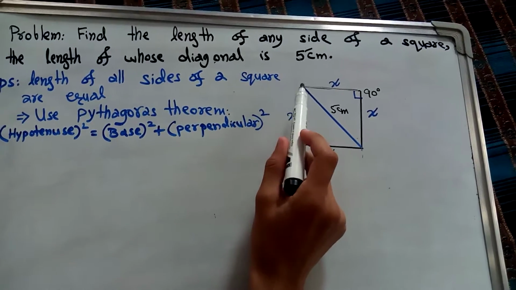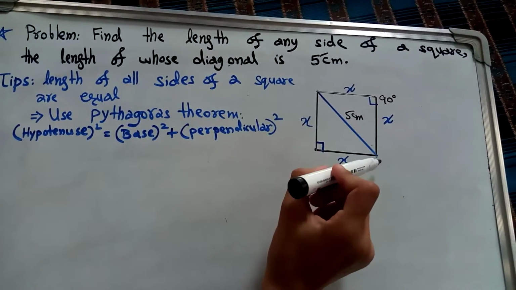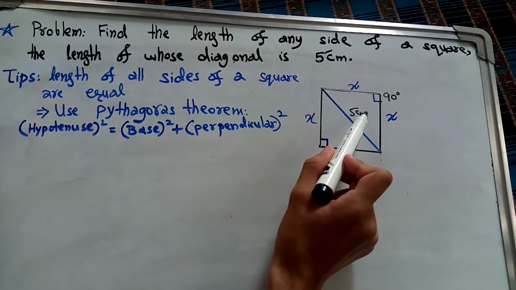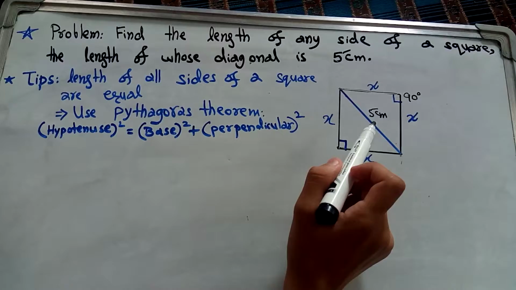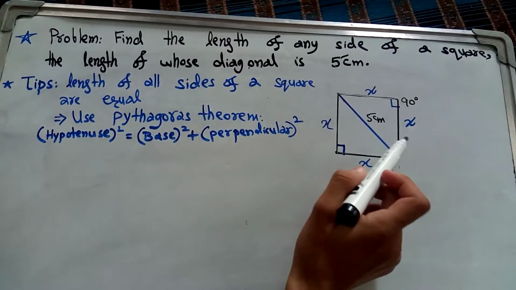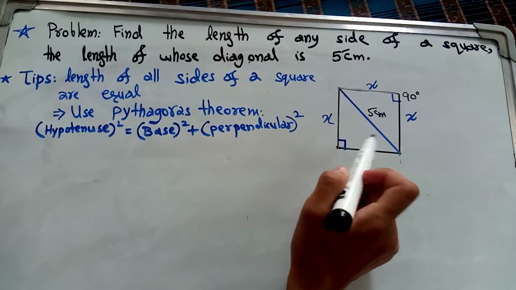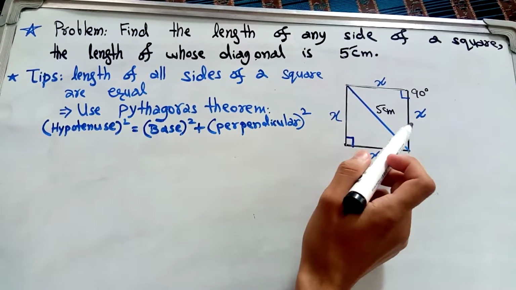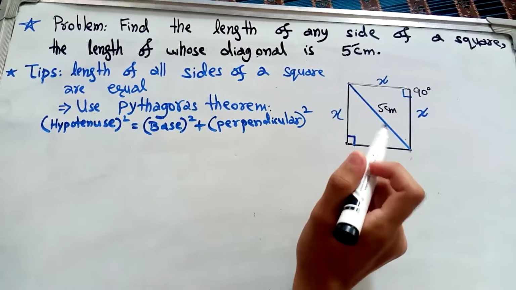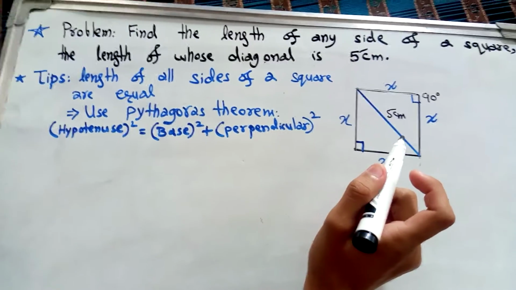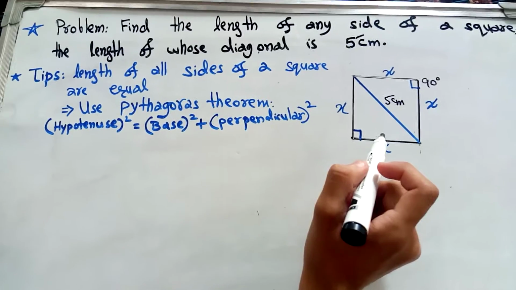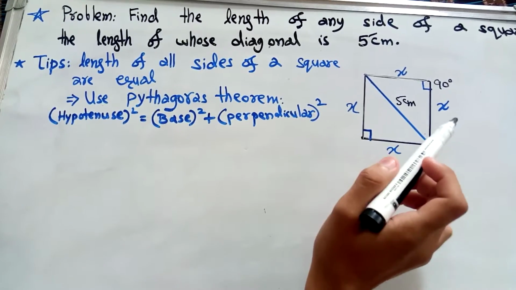a square, and it bisects the square into two halves, and each half is a right triangle, and both right triangles are congruent right triangles. Okay, in other words, all their sides are of the same length and all their angles are the same, so they are equal in every way. In other words, they are congruent. Okay, so what we have to find here is the length of any side of this square.